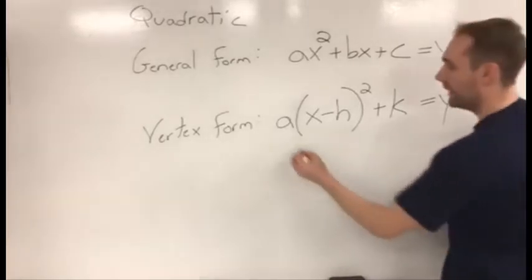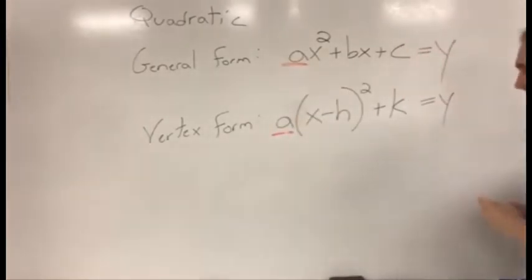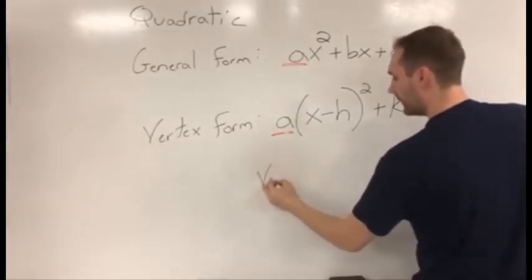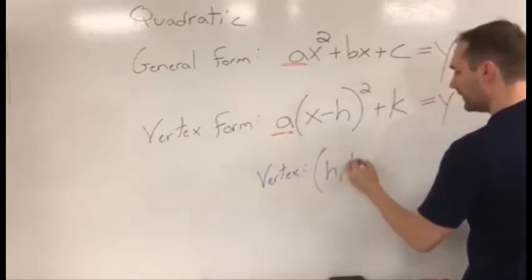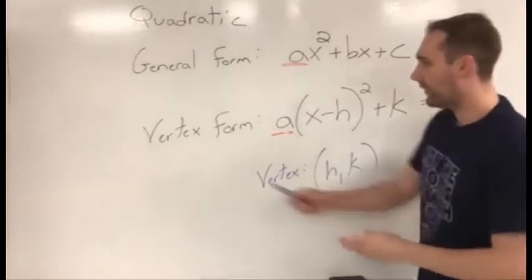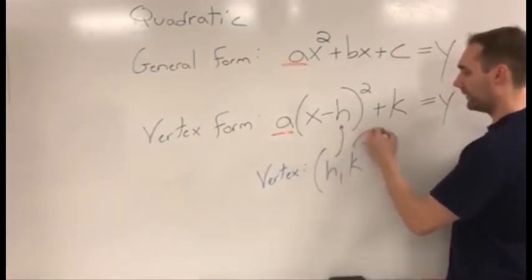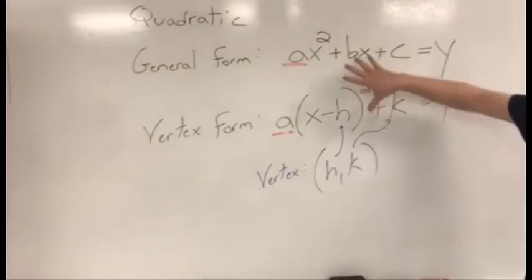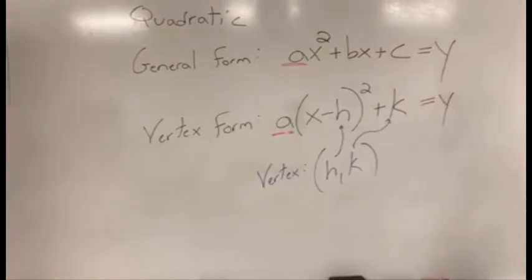Important things to note, that your a's on both these forms will be the exact same number. And of course, my vertex, like I said, deals with the coordinates h and k. So why do they call this vertex form? Well, that's because we're simply plugging in our vertex right into this form. If I'm giving you an equation, you should be able to grab or pull the vertex straight from vertex form. And I'll demonstrate that right now.